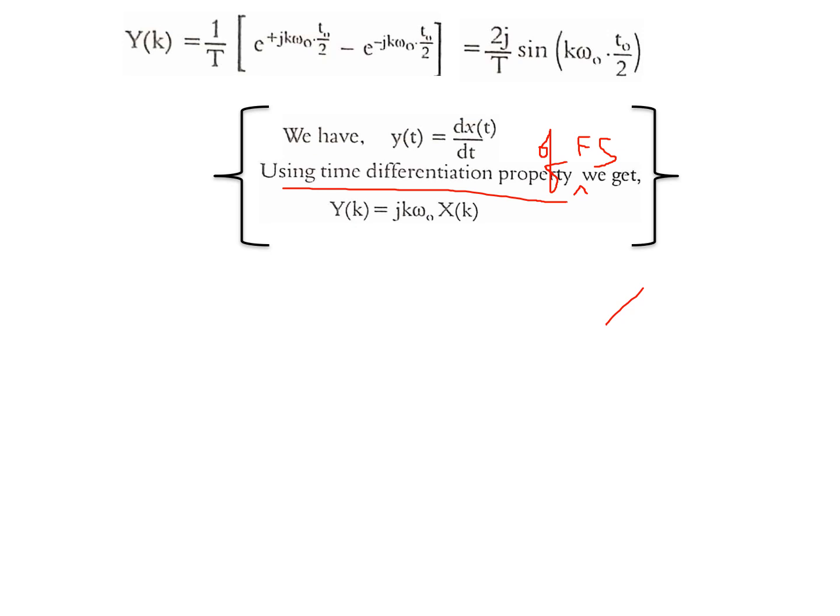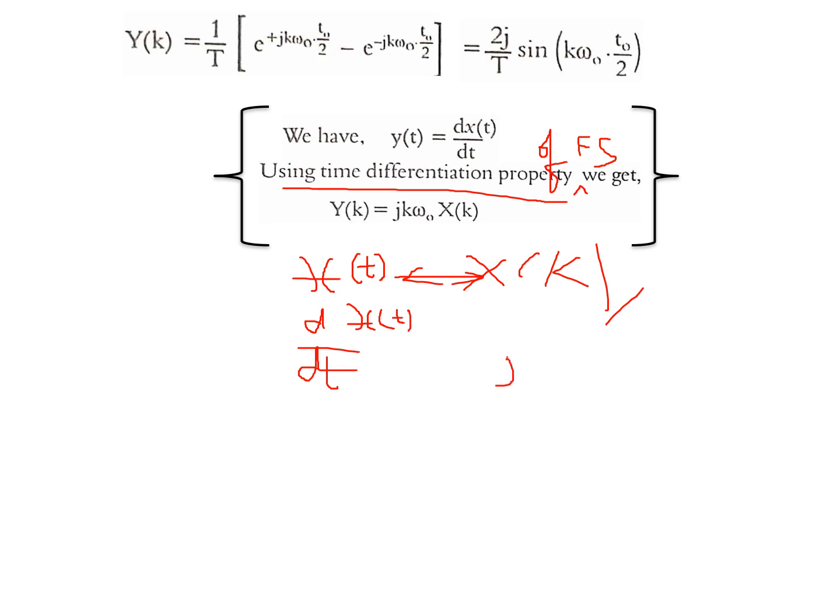Using the differentiation property of Fourier series, if x of t has a Fourier series x of k, then d by dt of x of t, that is the differentiation of x of t, has Fourier series j k omega naught into x of k. This is what the differentiation property of Fourier series is all about.